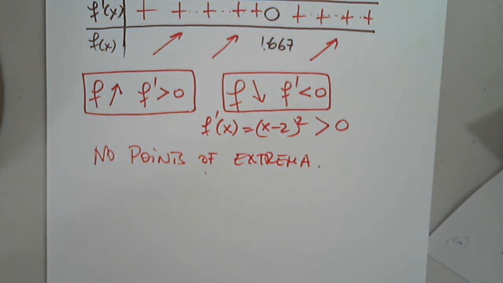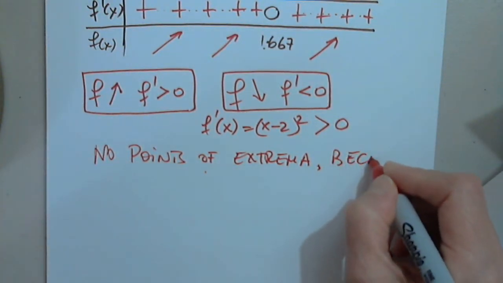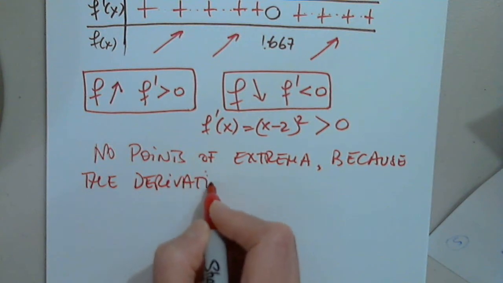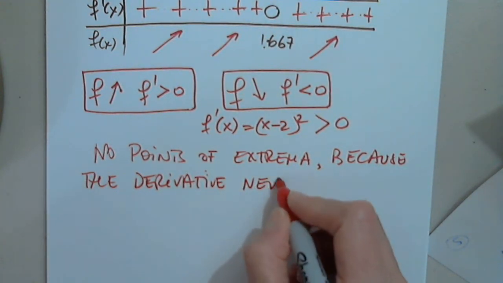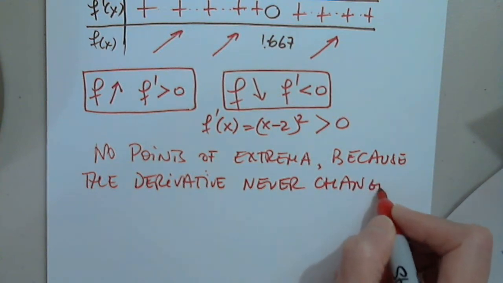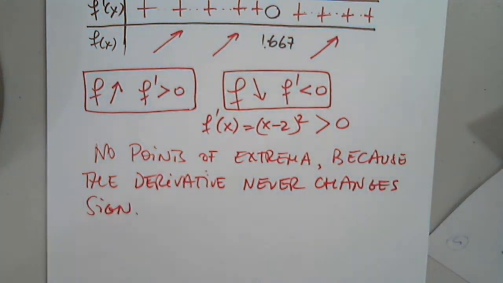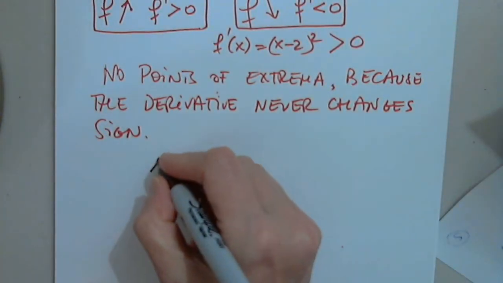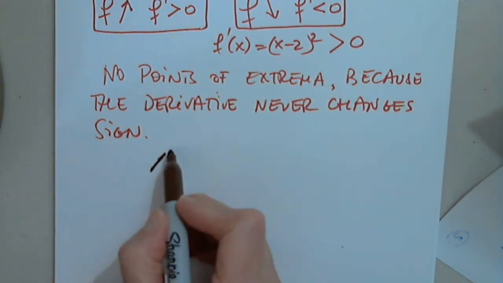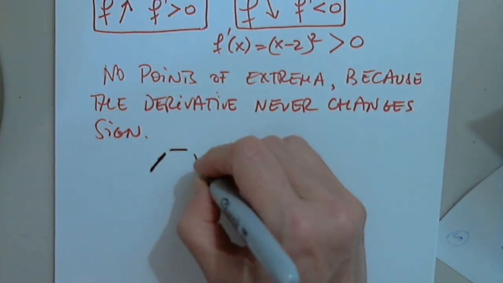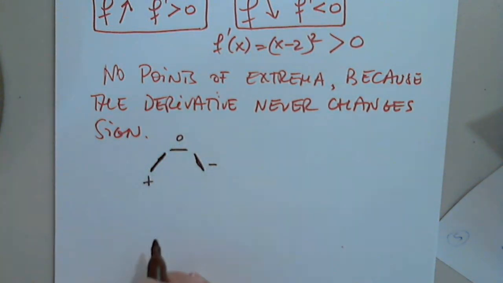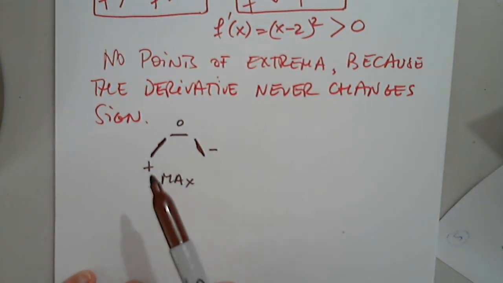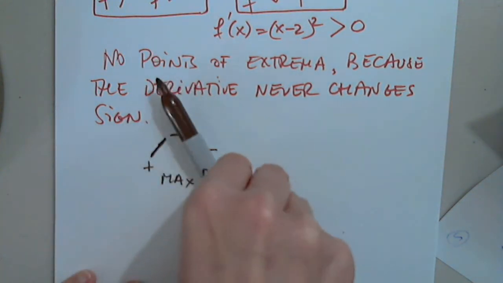Why? Because the derivative never changes sign. What does this mean? Never changes sign. So let's take a look. If the derivative is positive, the slope is positive, then it's 0, and then it's negative. From positive to 0 to negative, this is a maximum. The derivative changed sign from positive to negative.